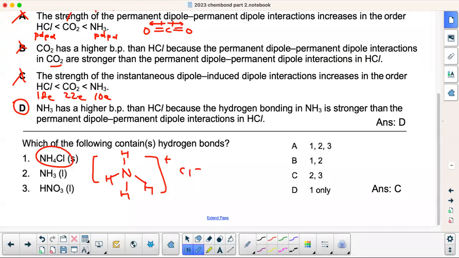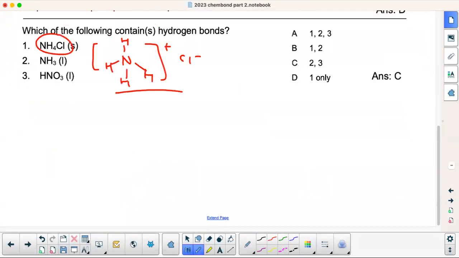Okay, so there's an H attached to the N, but there's no lone pair on F, O, or N. So this one cannot have hydrogen bond. Okay, how about the next two?